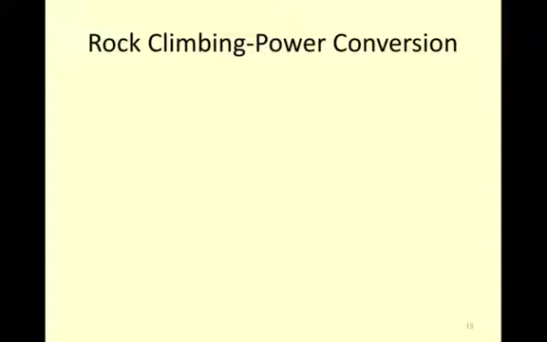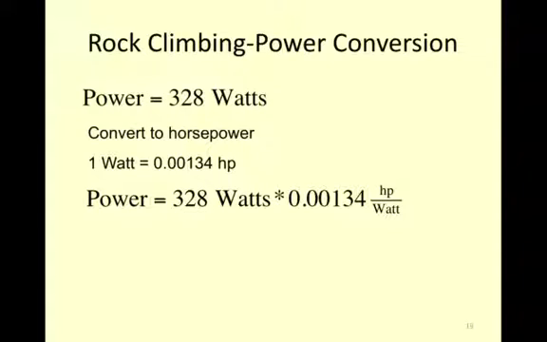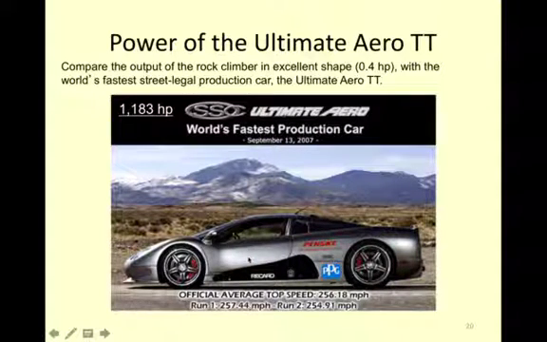So, rock climbing power conversion. So 328 watts. Now watch this. Convert to horsepower. 1 watt is equal to 0.00134 horsepower. So if I take his watts and multiply that by 0.00134 horsepower per watt, then you can see that the watts cancel, and we're left with horsepower. It's about 0.4 horsepower. Okay?